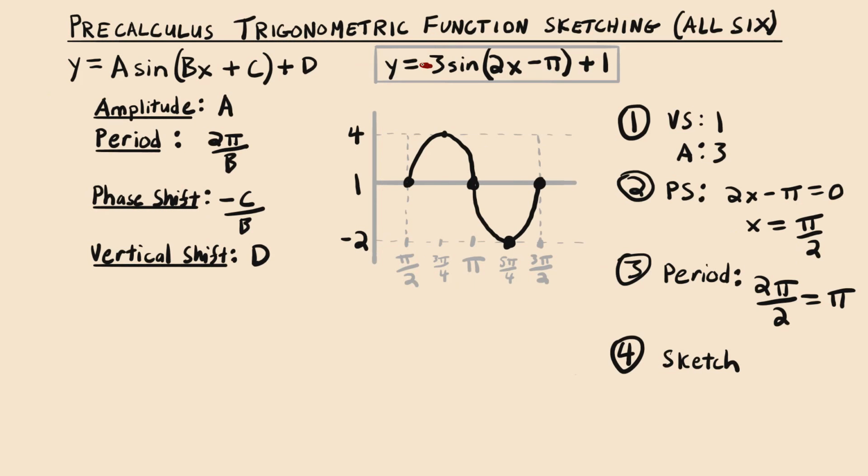Also keep in mind that if you have a negative in front of the 3 here, this would reflect the graph. So instead of going this way, it would go this way.